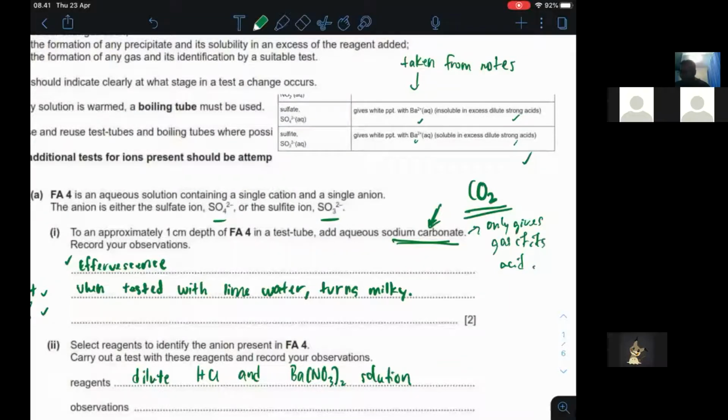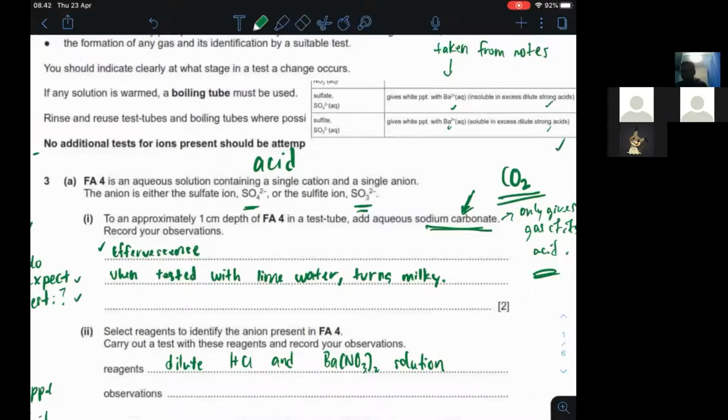Acid. Yeah. So most likely we are dealing with acid. It might be any acid that involves sulfate, might be sulfuric acid, might be H2SO3. Definitely going to be acid, because sodium carbonate gives you carbon dioxide when it is heated or when it is tested with acid. So it's a very good indication. Now we know it's going to be acid.